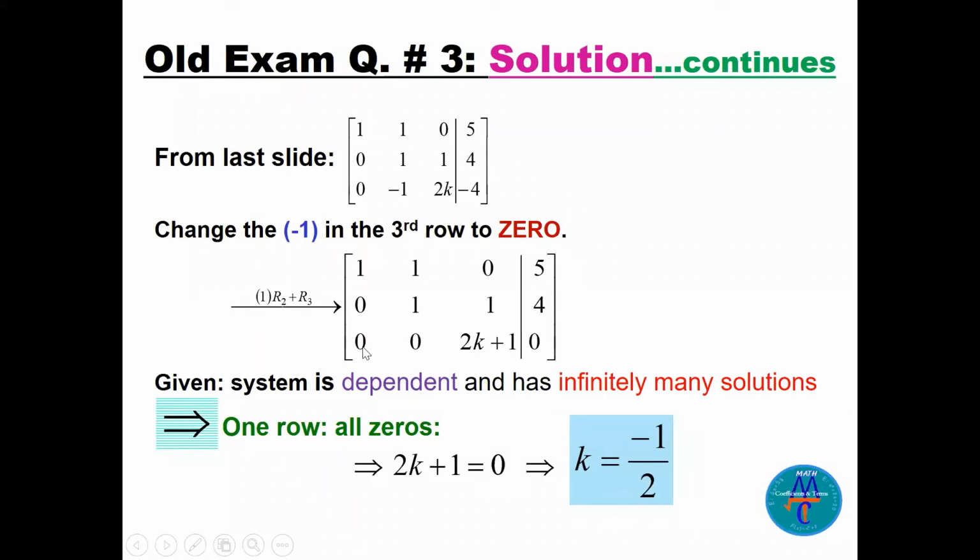So what will make the whole row 0 to have infinitely many solutions? This one is already 0, this one is already 0, the last one is already 0, so we have to take 2k plus 1 is equal to 0, so k will be minus half.